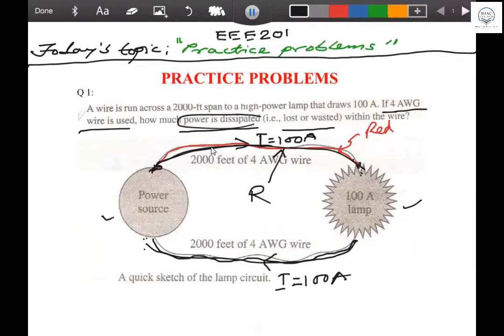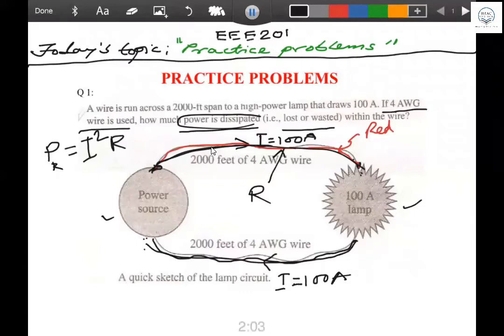So if you want to find the power absorbed by the resistor, what will be the equation of the power? Last class I told you about the power equation. There are three equations. I square R for this case, absolutely. Good, that is what I wanted to know. Out of the three equations, the equation I square R is what we are going to use here.